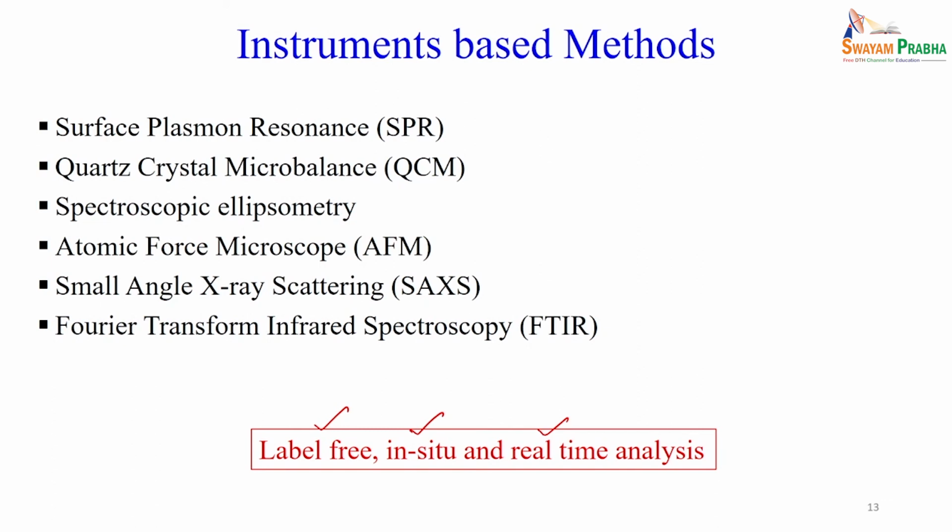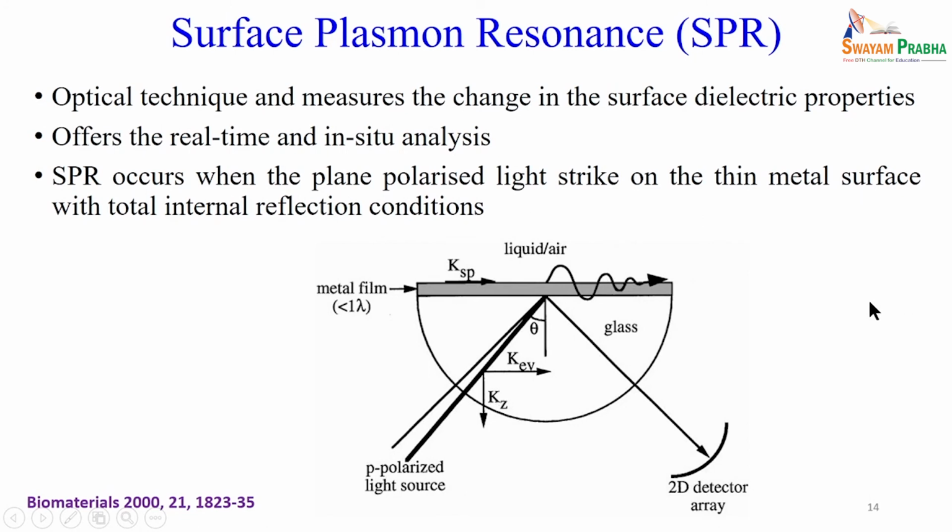For these methods, whenever there is a protein adsorption, there is going to be a change in the surface property. That surface property may be its refractive index, its absorbance, some other optical properties, or even a change in the frequency. Whatever change in the surface property is coming, it is coming because of the adsorption, and we can relate this change in the surface property with the amount of adsorbed protein.